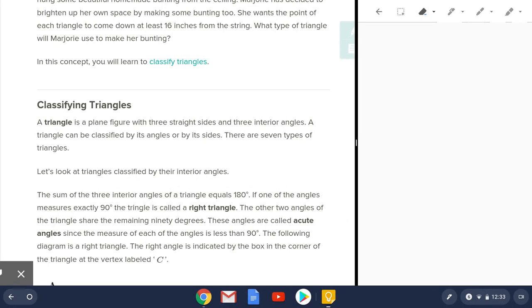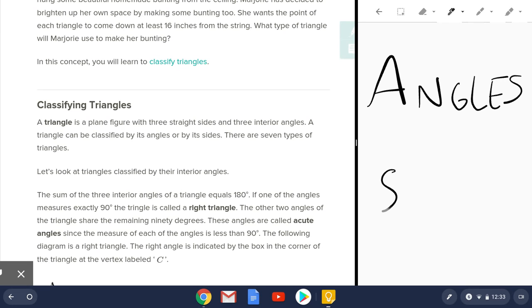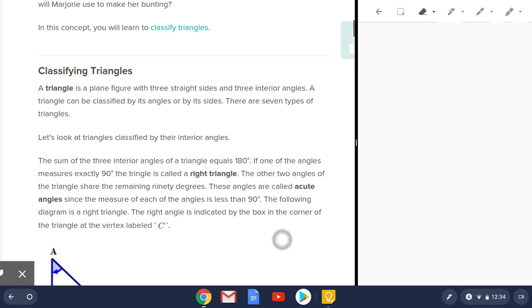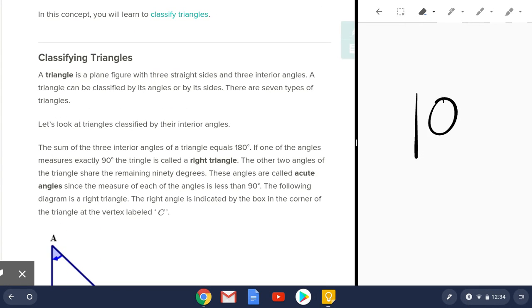So a triangle can be classified either by its angles, and that's what we learned about last week was angles, or sides. There are 7 types of triangles. They can be classified either by angles or sides. The sum of the 3 interior angles of a triangle equals 180 degrees.